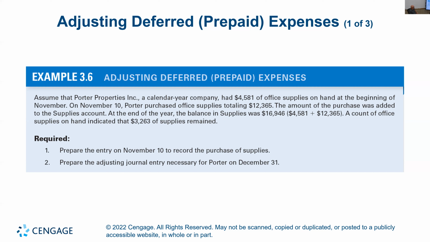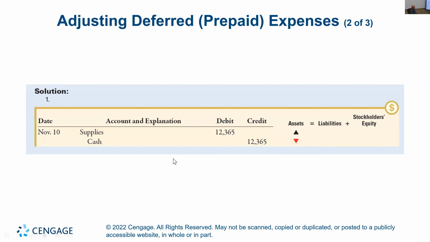A count of the office supplies on hand indicated there was actually only 3,263. So here we've recorded supplies every time we bought them. But when we get to a reporting period, we need to figure out how much of these supplies we actually used, not everything we bought. So you go back and you count what you have left. Whatever the difference between those two is, that is the amount of supplies that you have used up. That is the amount that you need to create a supply expense for. And then you can just lower your supplies account because you do not have them.